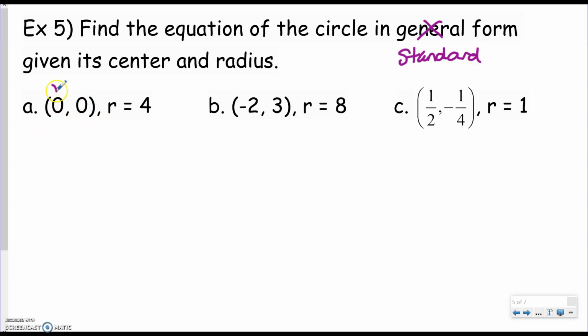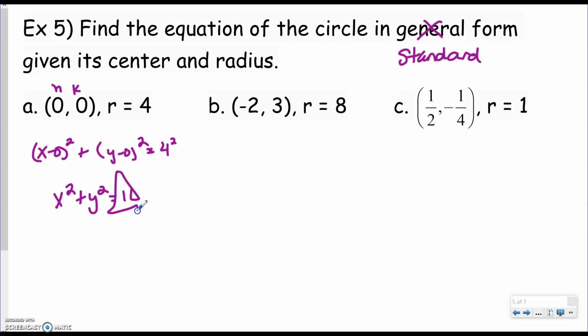So standard form, this is h, this is k. So we're going to do the quantity x minus 0 squared plus the quantity y minus 0 squared equals the radius squared, or 4 squared. And then I can simplify that. I have x squared plus y squared equals 16. Okay, so that is pretty simple.